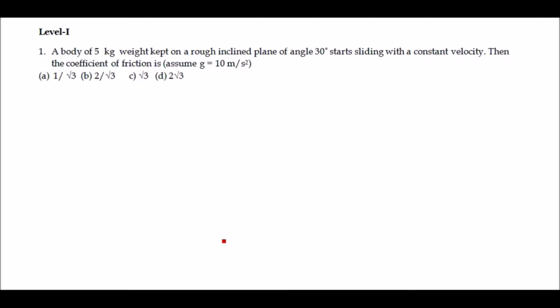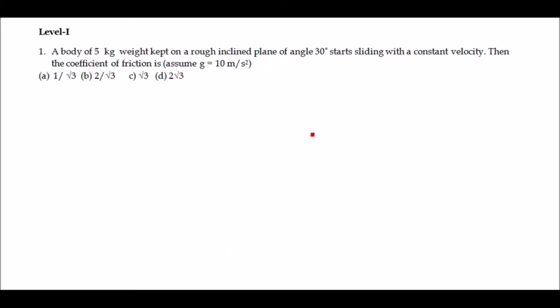Now here are some problems based on the concept of angle of friction and angle of repose. The first problem: a body of 5 kg weight kept on a rough inclined plane of angle 30 degree starts sliding with constant velocity. Then the coefficient of friction is, assuming g is 10 meter per second square.